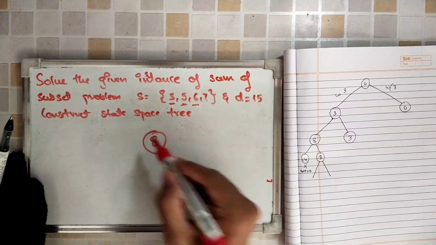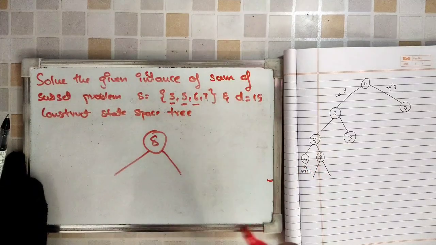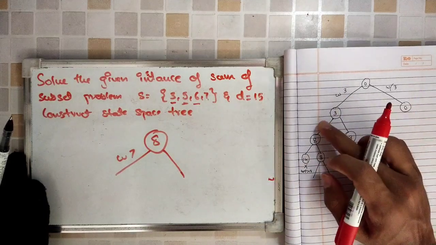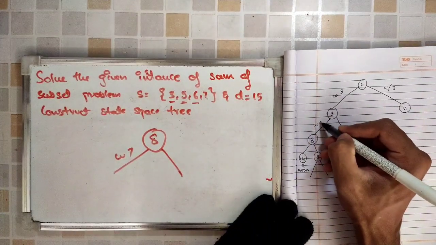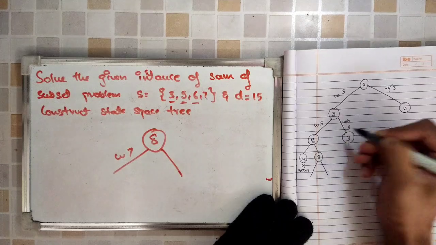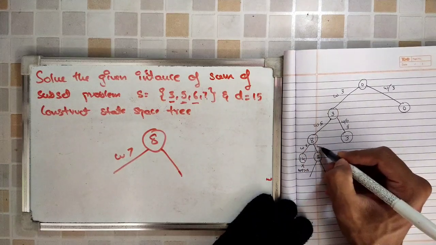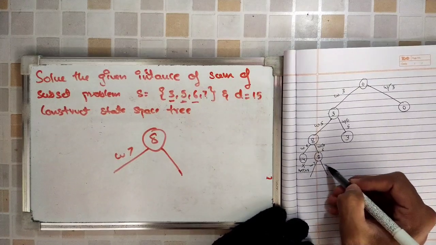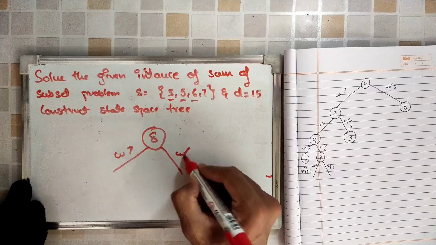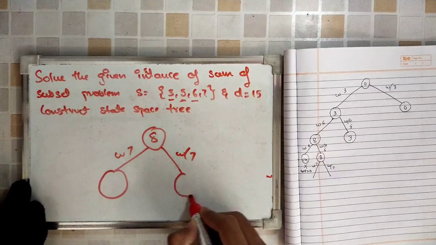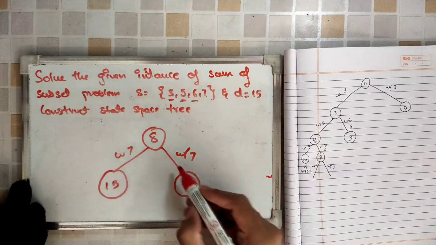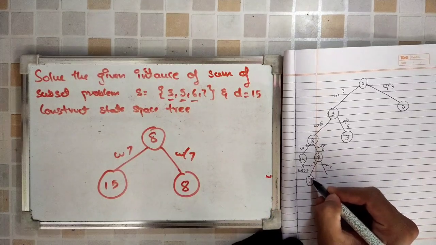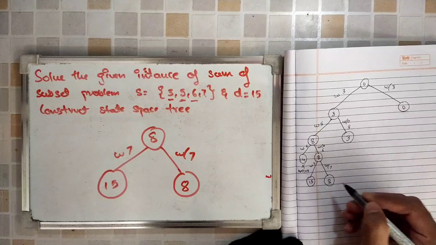Now I will go further for the other 8 here. Here I can do with 7 and without 7. See here, we added 3, with 5 and without 5, with 6 and without 6, and now with 7 and without 7. With 7, 8 plus 7 gives me 15. Here again it will be 8, because we are not adding anything. So let me write 15 over here, and 8 over here.